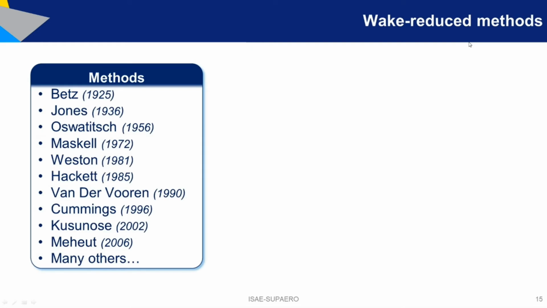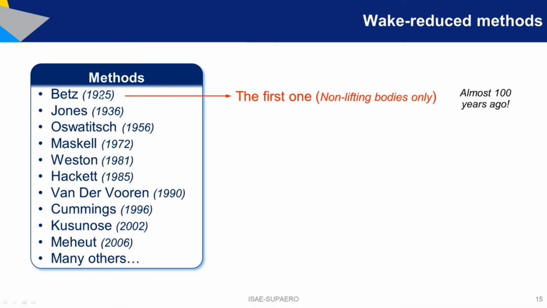So there is not just one method. Indeed, there are plenty of methods, and this list is not comprehensive. I just gathered here the most represented methods. As you can see, the history is quite old. It started almost 100 years ago with Betz. In 1925, he developed the very first wake-reduced method. We will talk about that in just a moment.